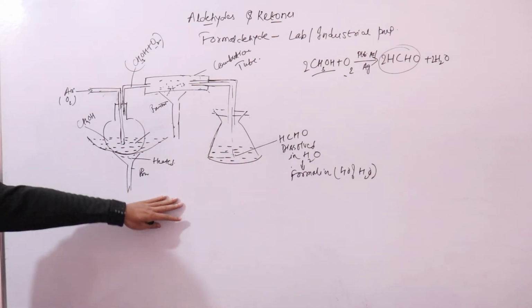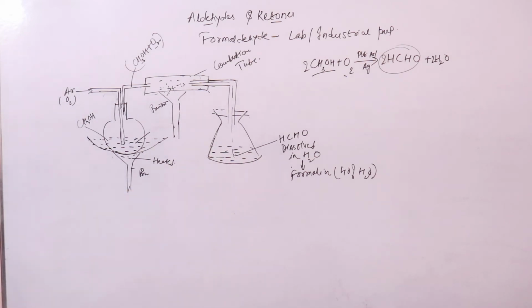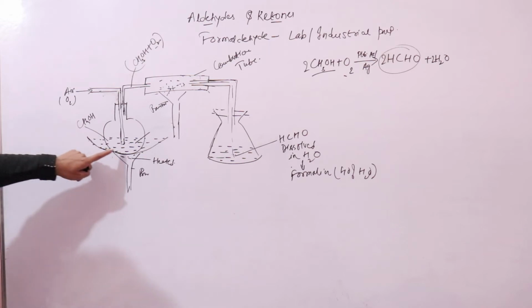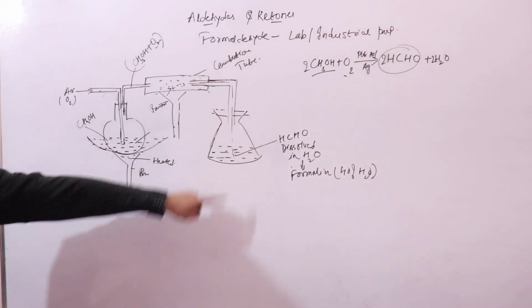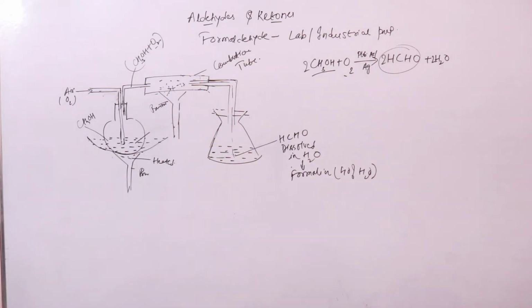I hope this is a simple setup and is clear to you. So formaldehyde vapors formed on account of oxidation of methanol are absorbed in water, right? Formaldehyde will be absorbed in water here.